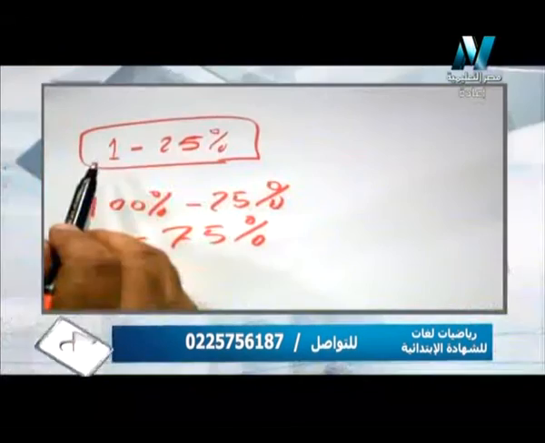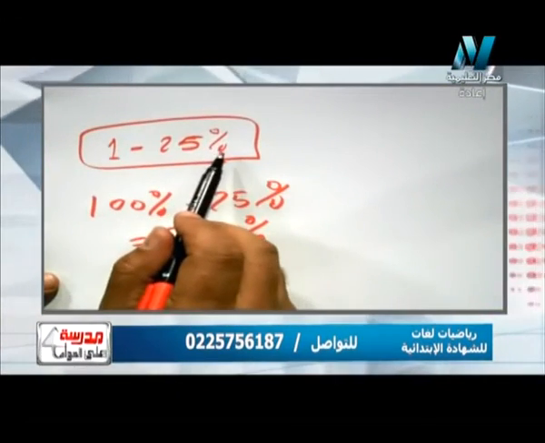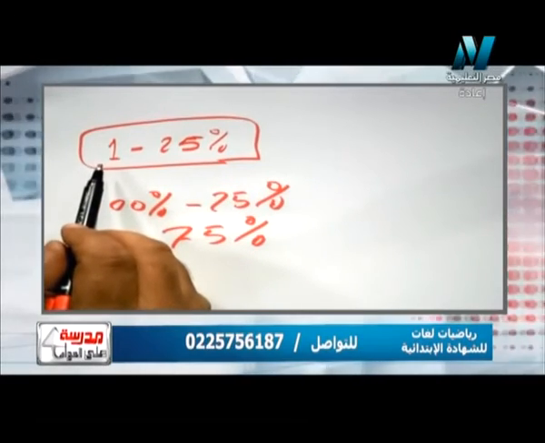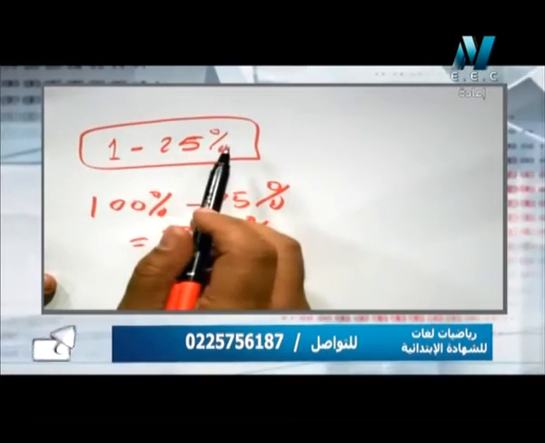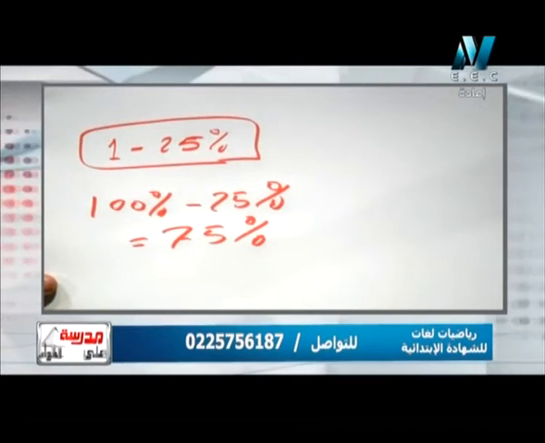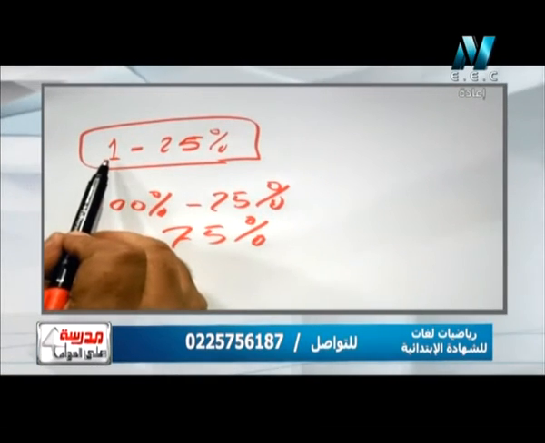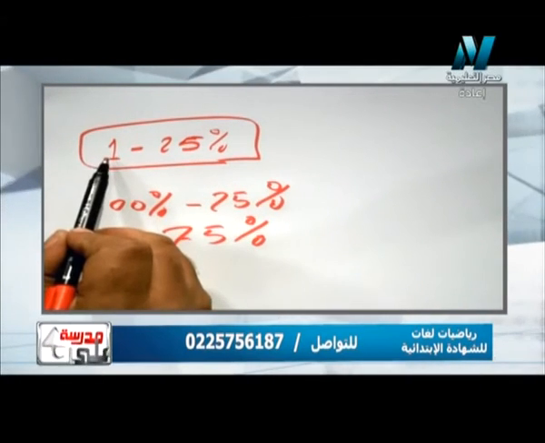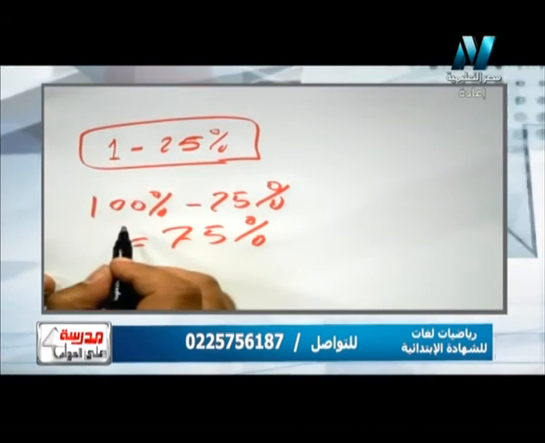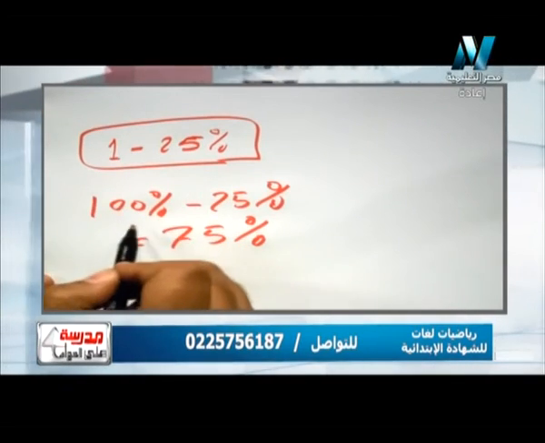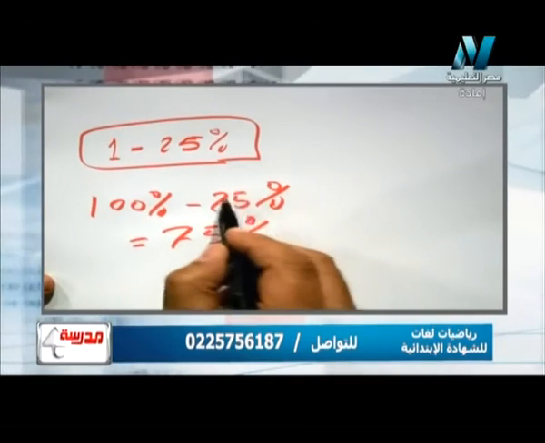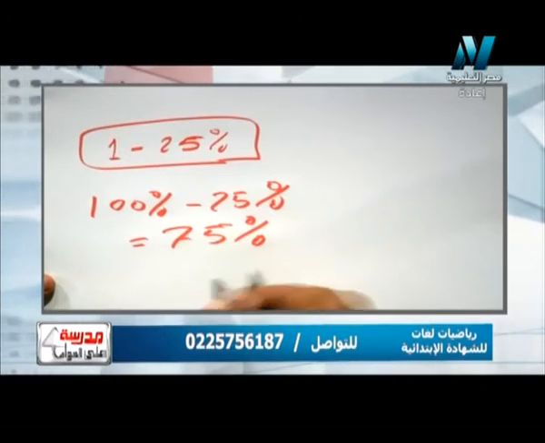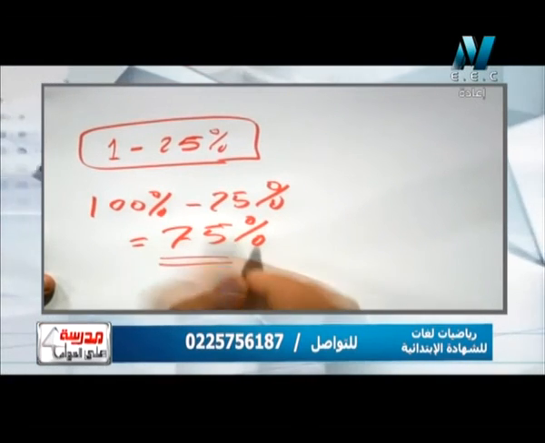We have two different ways. 1 minus 25% doesn't work directly. We have to convert 1 to a percentage, or convert 25% to a decimal number. So either we change the form of the 1 or the form of 25%. Either we multiply 1 by 100 as in the first way, so 1 times 100 is 100%, and then subtract 25%. It's so easy to get the result, 75%.